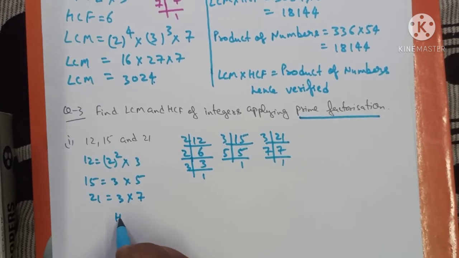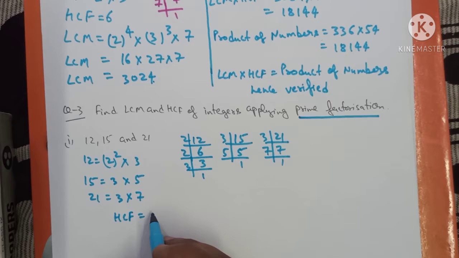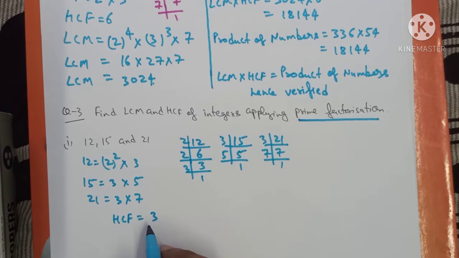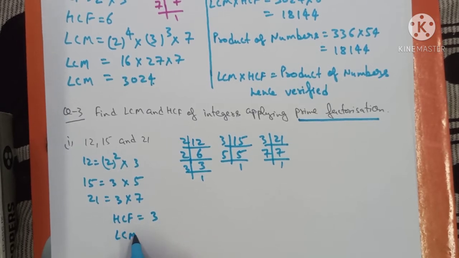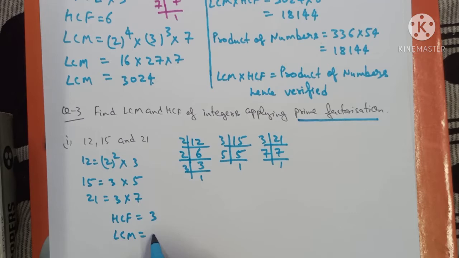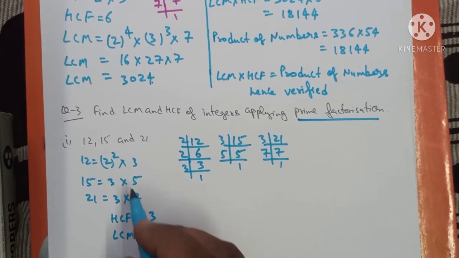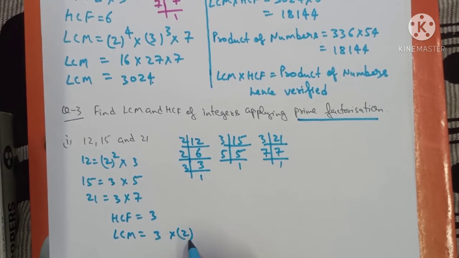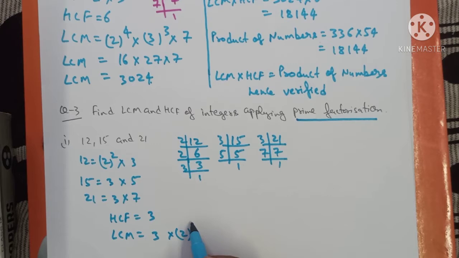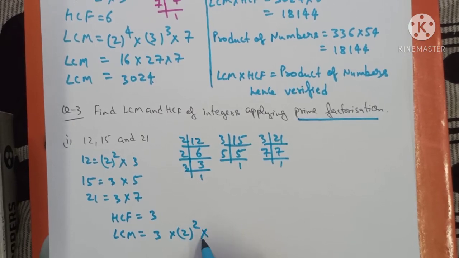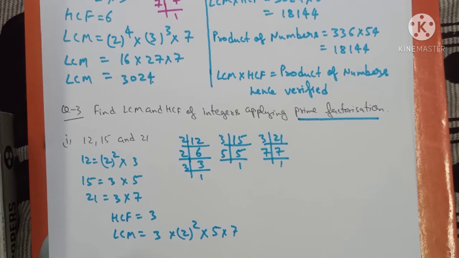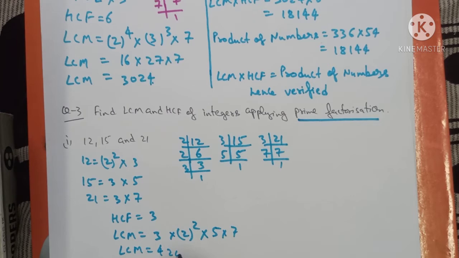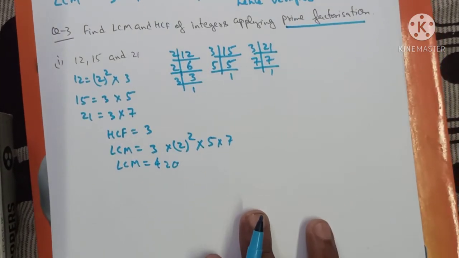So the highest common factor will be the product of its common factors. Only one is common, 3, with its lowest power. And LCM is the product of the common factor with its highest power, which is also 1 in all three cases, multiplied by the product of non-common factors, 2 raised to the power 2 into 5 into 7. So 2 squared is 4, 4 3 is 12, 12 5 is 60, 60 into 7, that is LCM is coming out to be 420. Okay, understood?